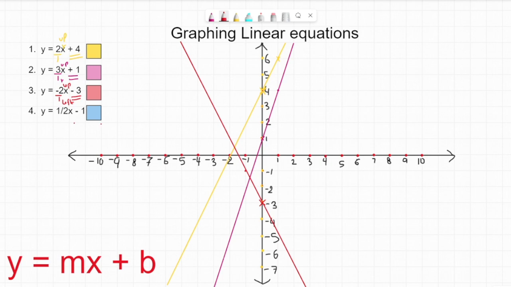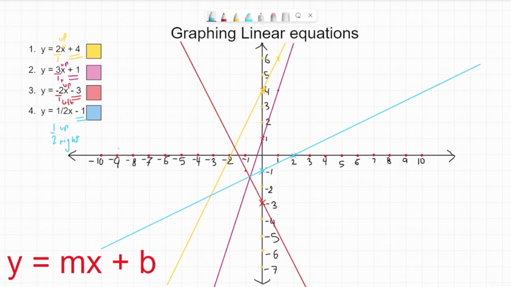Now let's move on to the last one. The y-intercept is -1. I'll go to -1. That's my y-intercept. And the gradient is positive, 1/2. 1/2 means 1 step up and 2 steps right. Now let's count from this point: 1 step up and 2 steps right. That's my second point. Let's join them together. And that's our last line here.